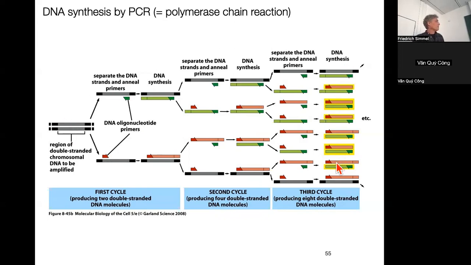Therefore, first of all, you can generate large amounts of DNA with that process. Second, you can select a certain piece of DNA, which is defined by the two primers, because they flank the sequence that you amplify. And of course, because it's an amplification process, it is used for detection of DNA at very low concentrations.